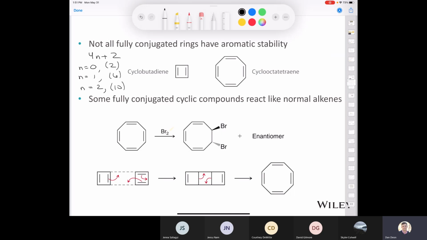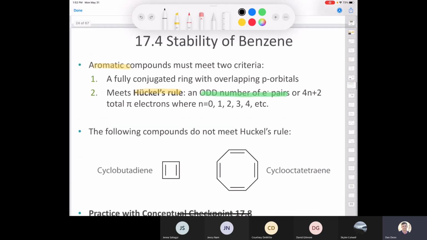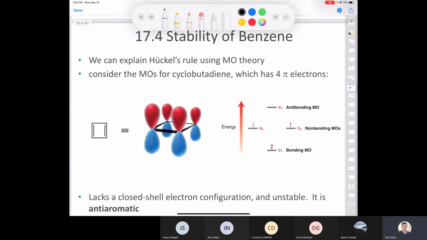And you can see that we skipped the 4 and we skipped the 8. So that means that neither of these are going to be aromatic. Again, they don't have a Hückel number of electrons, even though both of these have a continuously overlapping system of p orbitals. All right? So you've got to meet all the requirements in order to be aromatic.